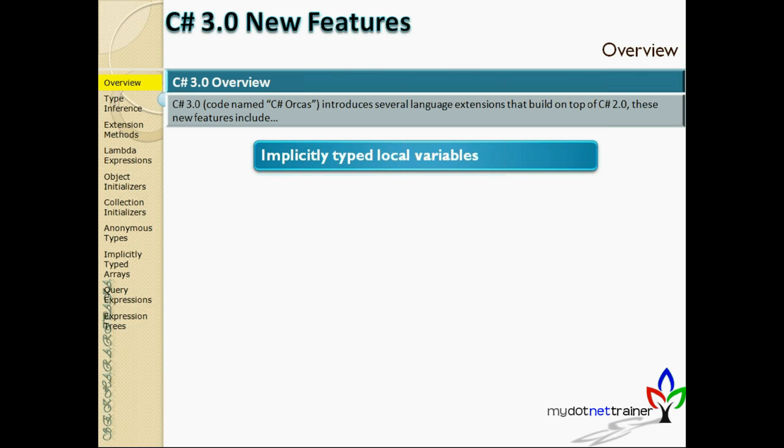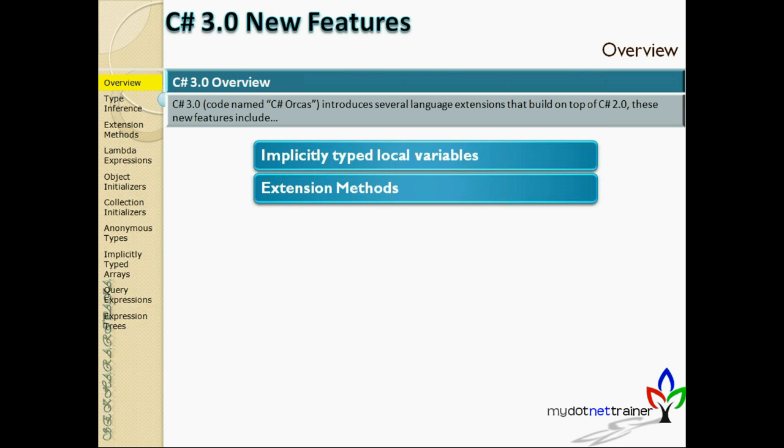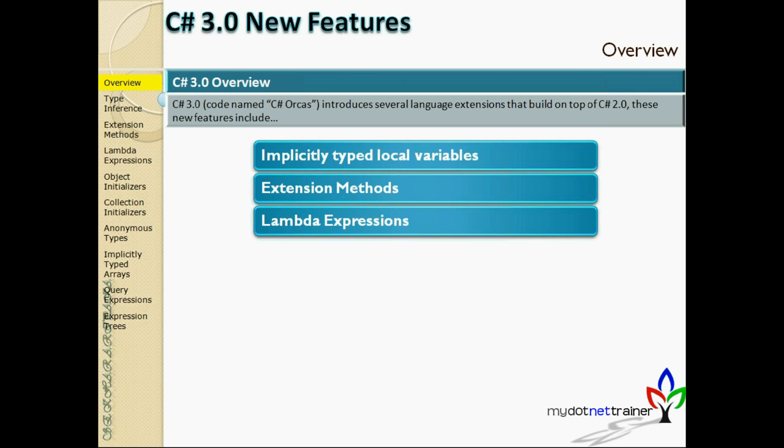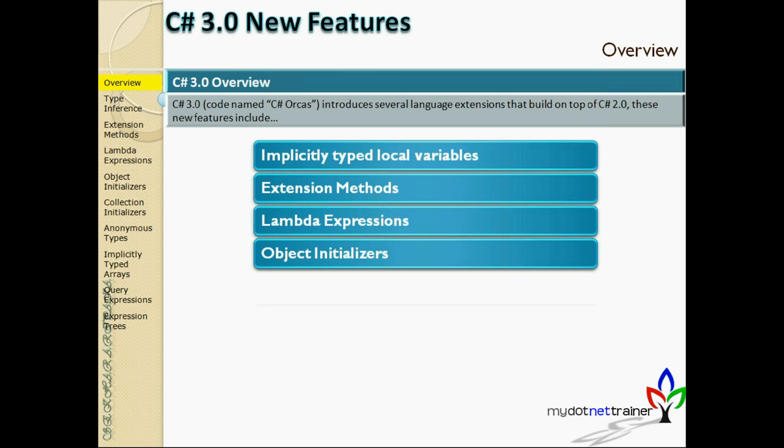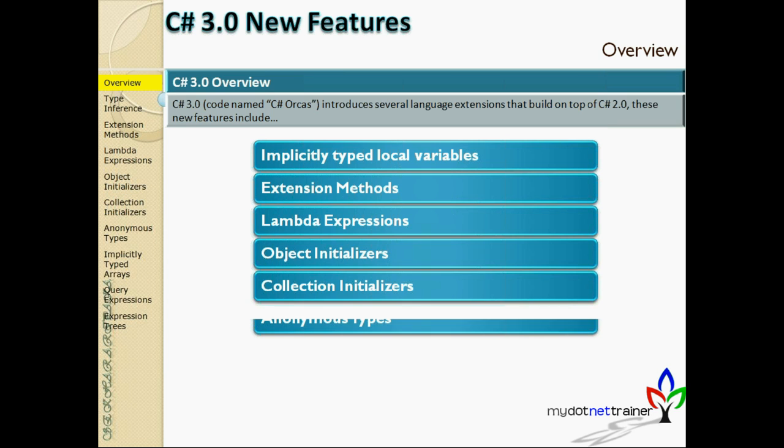So we'll just list out roughly the topics that we're going to see as part of 3.0. Number one is implicitly typed local variables, and next come the extension methods. These are very, very strong features, and lambda expressions. In the previous session we did talk about anonymous methods, and the next level of anonymous methods is the lambda expression. It's similar to anonymous methods, methods without a name, but they have parameters and also the body. The next are object initializers, collection initializers, anonymous types.